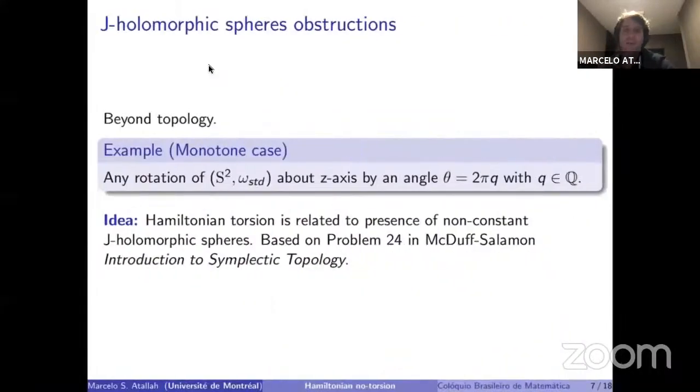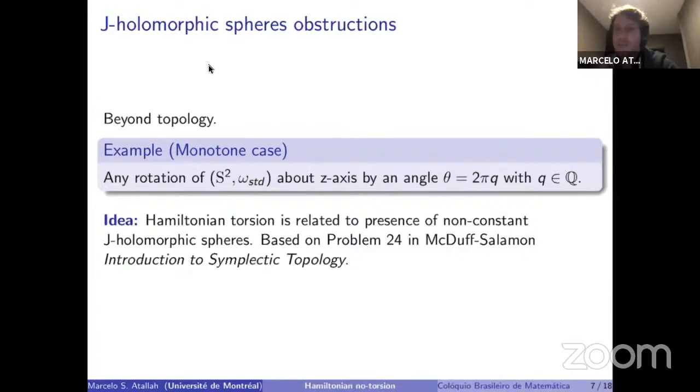It is clear, however, that non-trivial Hamiltonian torsion does exist. In particular, in the monotone case, you can take the standard sphere and look at any rational rotation about the z-axis. That will already give you an example of non-trivial Hamiltonian torsion.